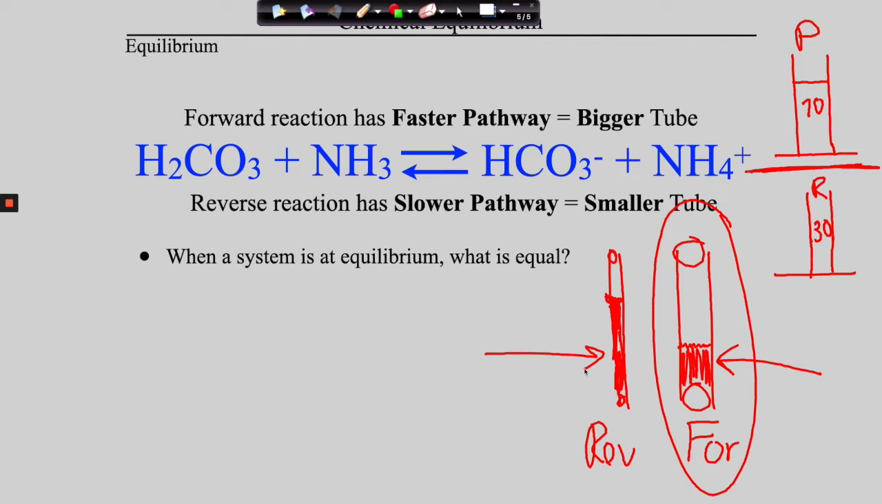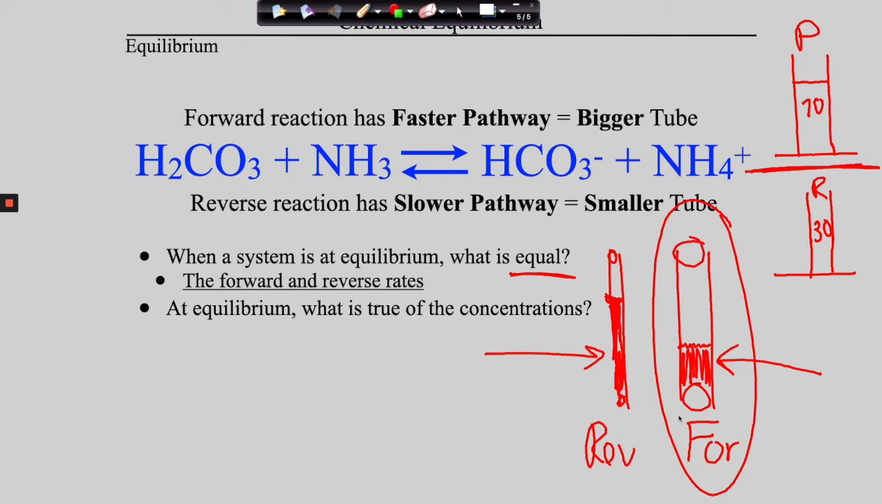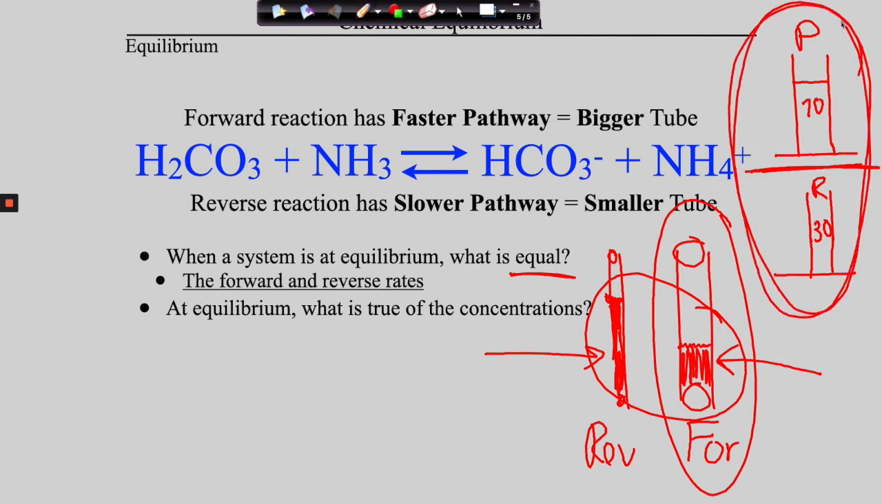And this then brings us back to what is actually equal at equilibrium. And the answer is, at equilibrium, the forward and reverse rates are equal. That is represented by the amount of water in the tubes. So now, what is true of the concentrations? And guys, I know this is a mess, but let's look at it and then we'll talk about it. So guys, this is what's representative of concentration. That was our 70-30 ratio.